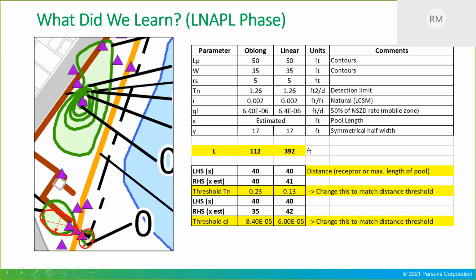For Q itself, assuming your TN is not changing and is still at 1.2 square feet per day, Q basically has to increase by an order of magnitude. It has to go from 6.6 times 10 to the power minus 6 to 8 times 10 to the power minus 5 for the receptor to be protected.